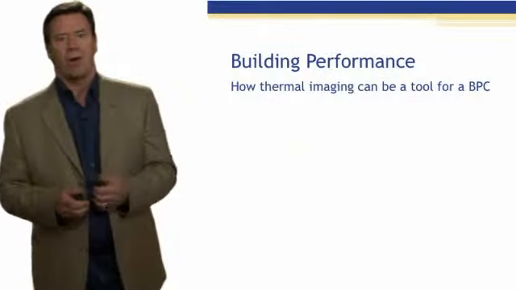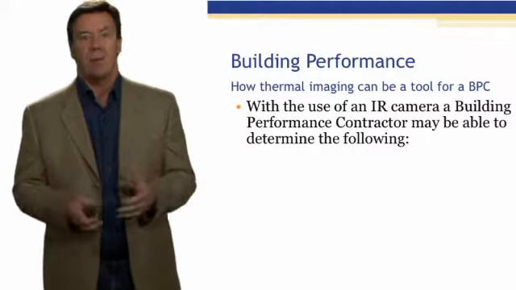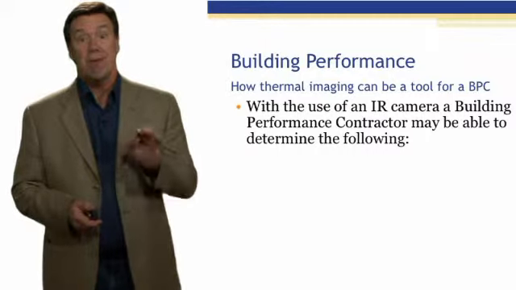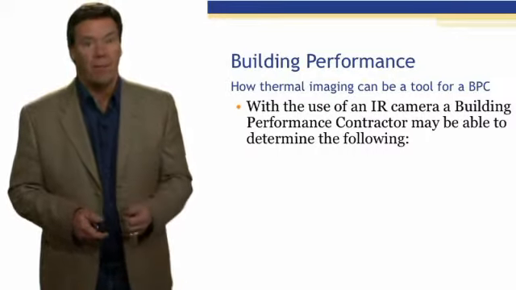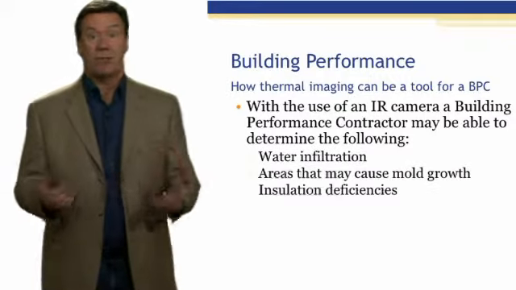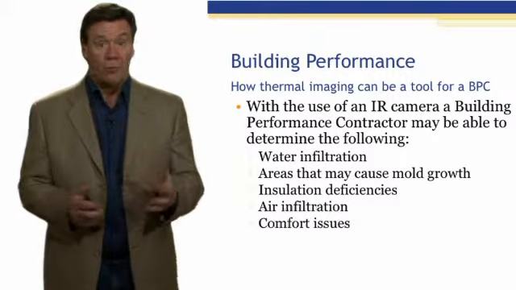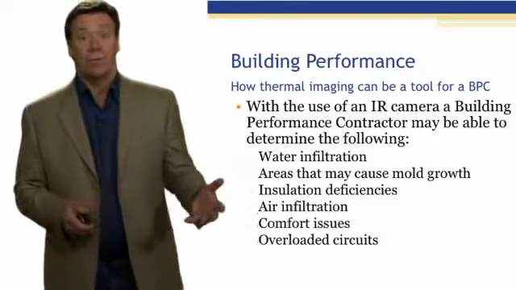How does infrared thermography really help the building performance contractor? With the use of an IR camera, a building performance contractor may be able to determine many of the following: water infiltration, areas that may cause mold growth, insulation deficiencies, air infiltration paths, attic and crawl space bypasses, overloaded circuits.